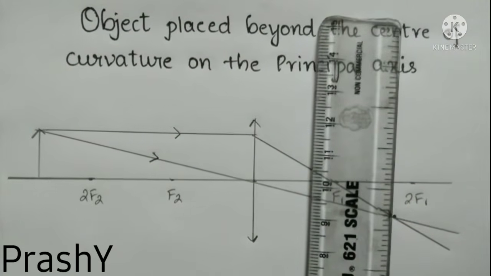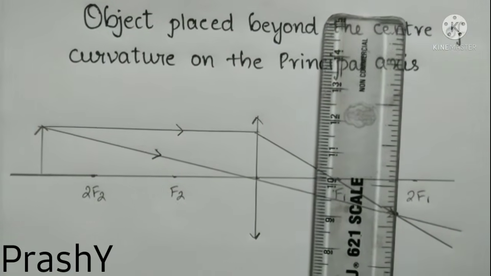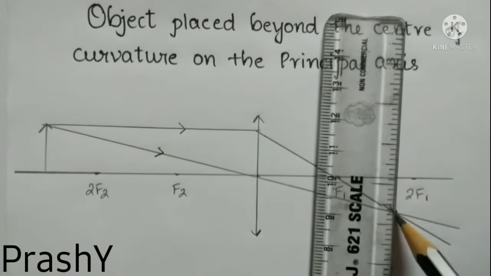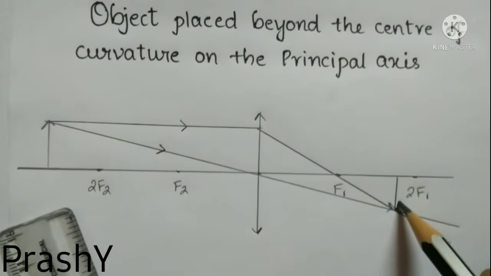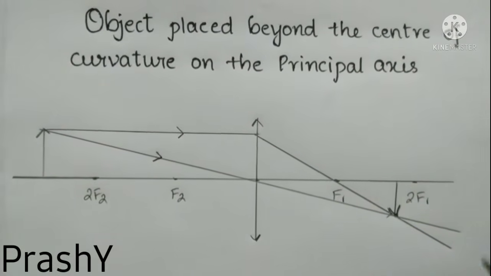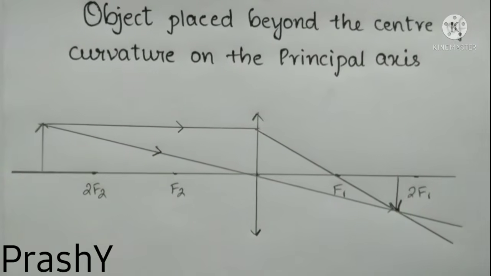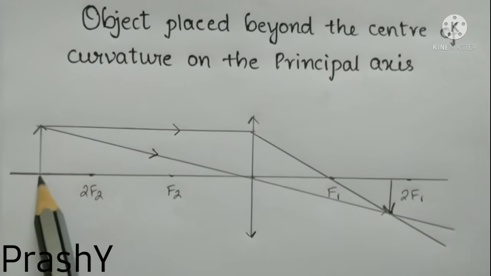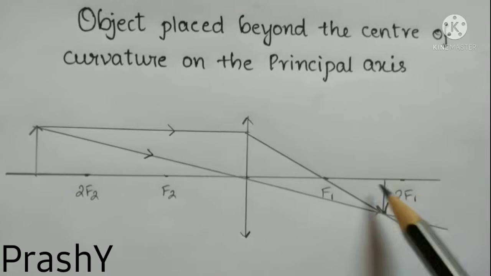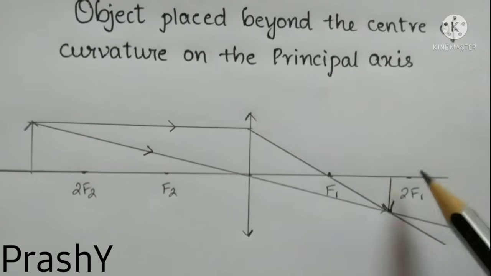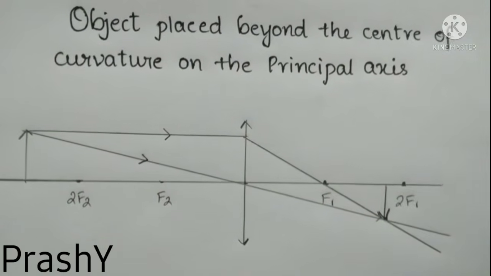So I will draw the normal to the principal axis. So now this is my image. This image I will get as an inverted image, that is upside down. So when the object is placed beyond 2F2, I am getting the image between F1 and 2F1.